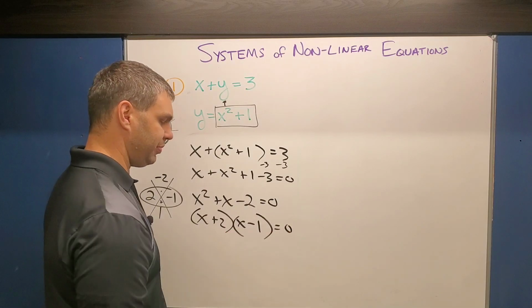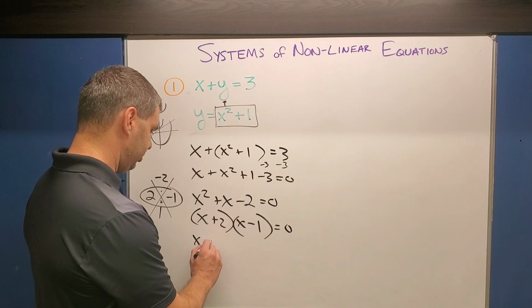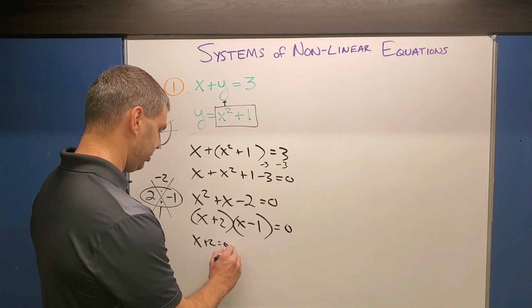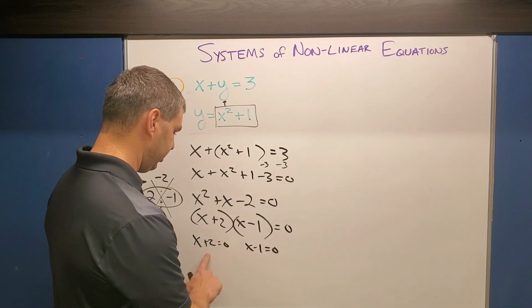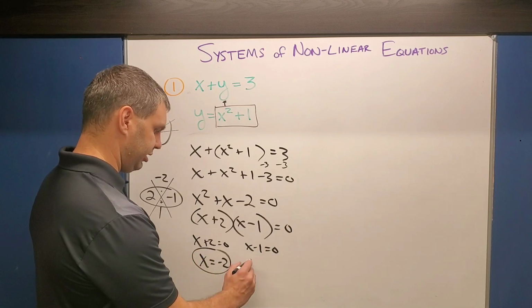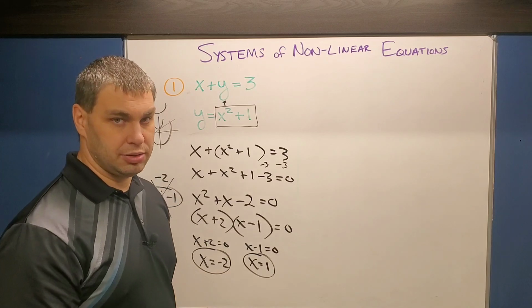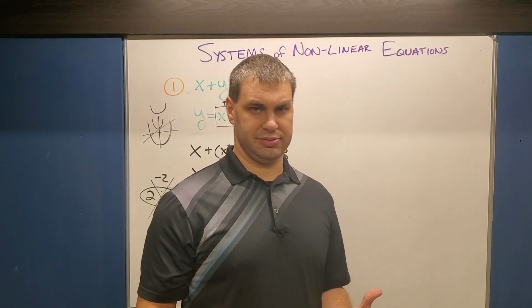It still equals 0. I'm going to set those equal to 0 and solve. So x plus 2 equals 0, x minus 1 equals 0. Here, I would just have x equals negative 2 if I subtract that over, and x equals a positive 1 if I add that over. So you'll notice that I have two x values.